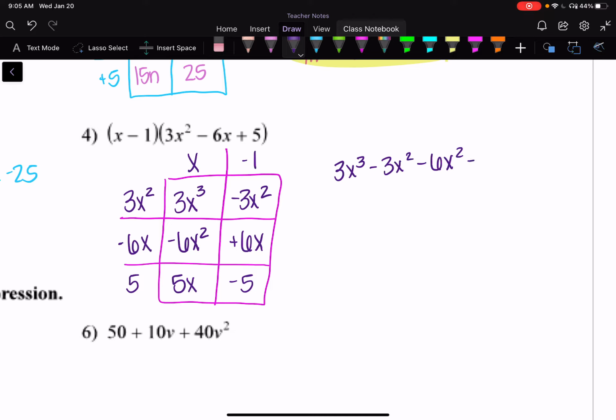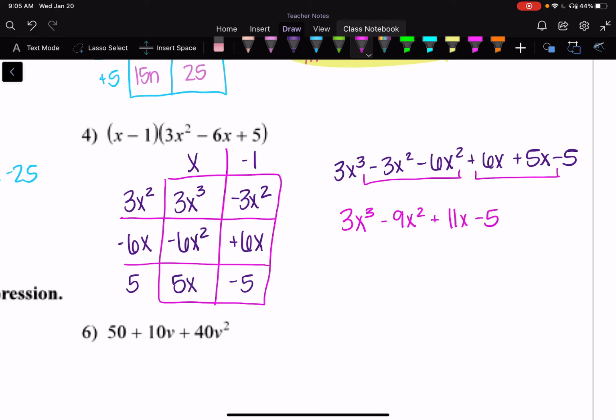Pull all of my terms out and combine my like terms to get 3x cubed minus 9x squared plus 11x minus 5 for my final answer.